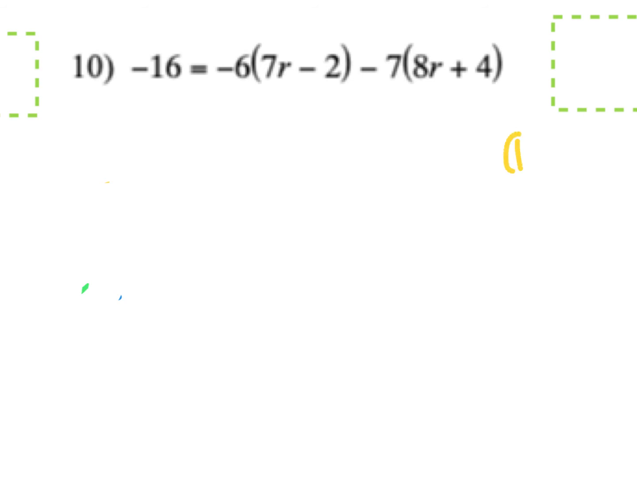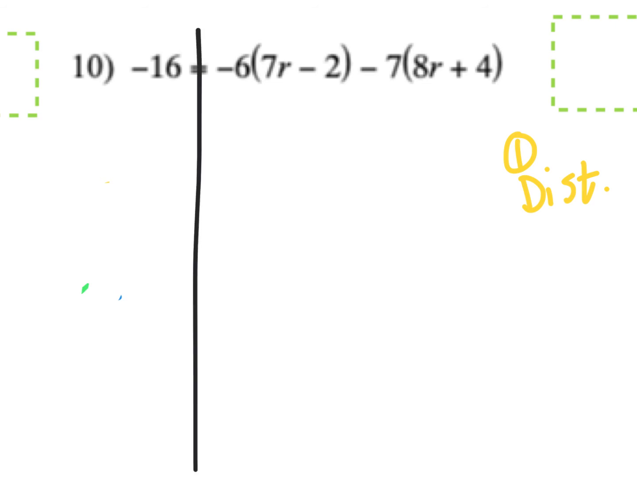Number 10, I'm going to start going a little faster. Pause the video. Take a look and see, is there any distributive property that you can do in this equation? Okay, I'm hoping you did what I asked and you paused the video, you tried it yourself. So we've got distributing we can do here and distributing that we can do here.